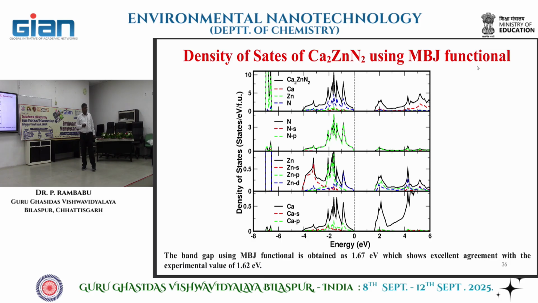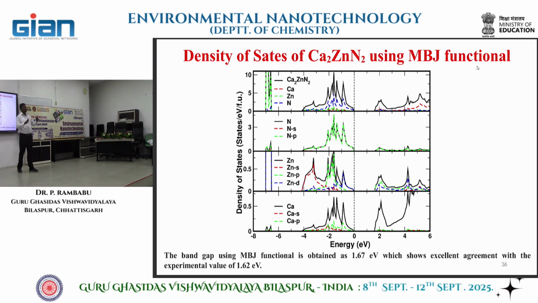This time I have calculated the band gap by doing the density of states calculation. If you see here, the total density of states, this is the valence band and conduction band, and here is the band gap. This band gap is coming out to be 1.67 electron volts, which is closely matching the 1.62 electron volts experimental band gap. And you can see from this graph which orbitals of which atom are contributing in which region.